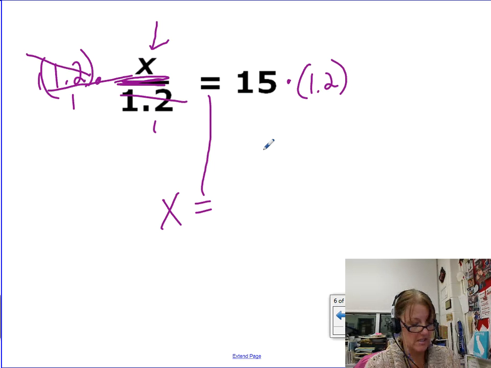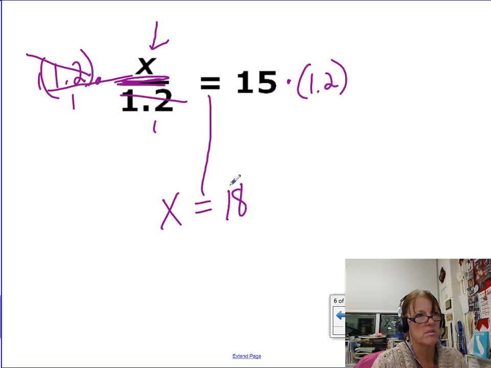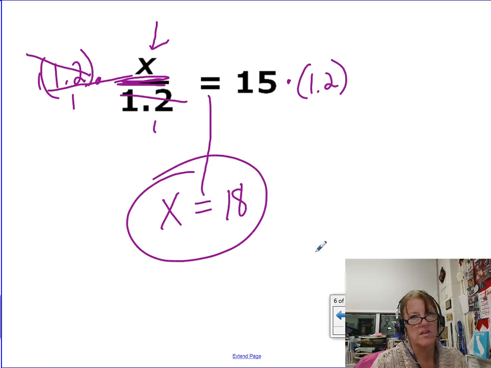15 times 1 2/10. Grab your handy dandy calculator. 15 times 1 2/10. Bing! I think calculators should make a sound, don't you? That would be kind of cool. All right, I get 18. Does that make sense? I don't know.